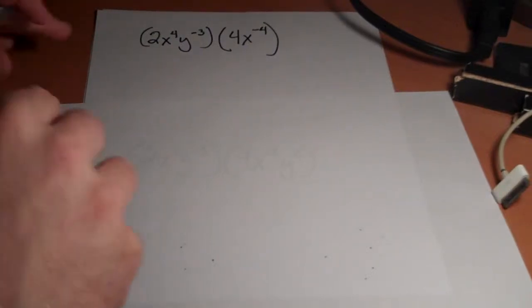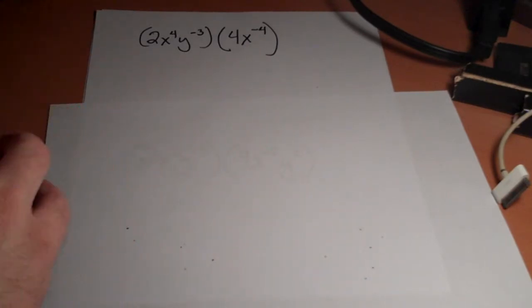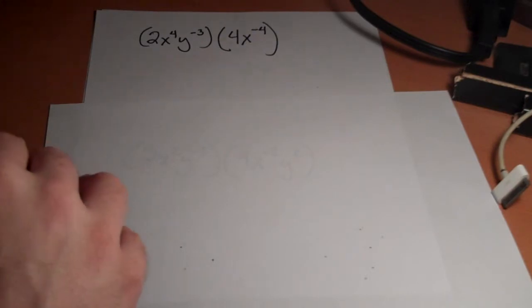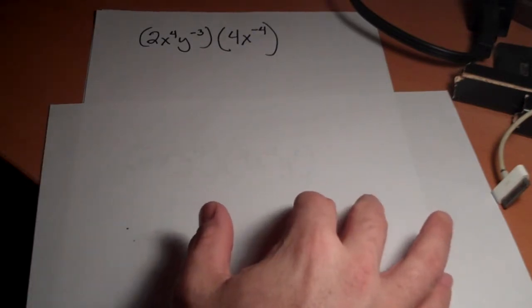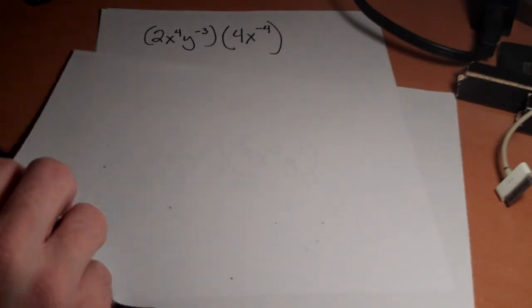Alright, now we have something called negative exponents. And a negative exponent tells you where it goes. In this case, they would go in the opposite direction of where they are. Let me show you an example before we do this problem.